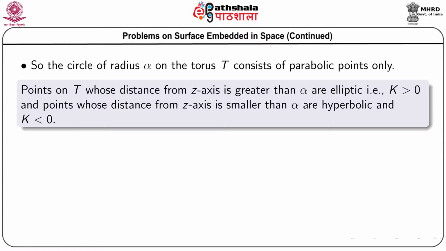So, points on T whose distance from the z axis is greater than alpha are elliptic, and in that case the Gaussian curvature K is greater than 0. The points whose distance from the z axis is smaller than alpha are hyperbolic, and in that case K, the Gaussian curvature, is less than 0.